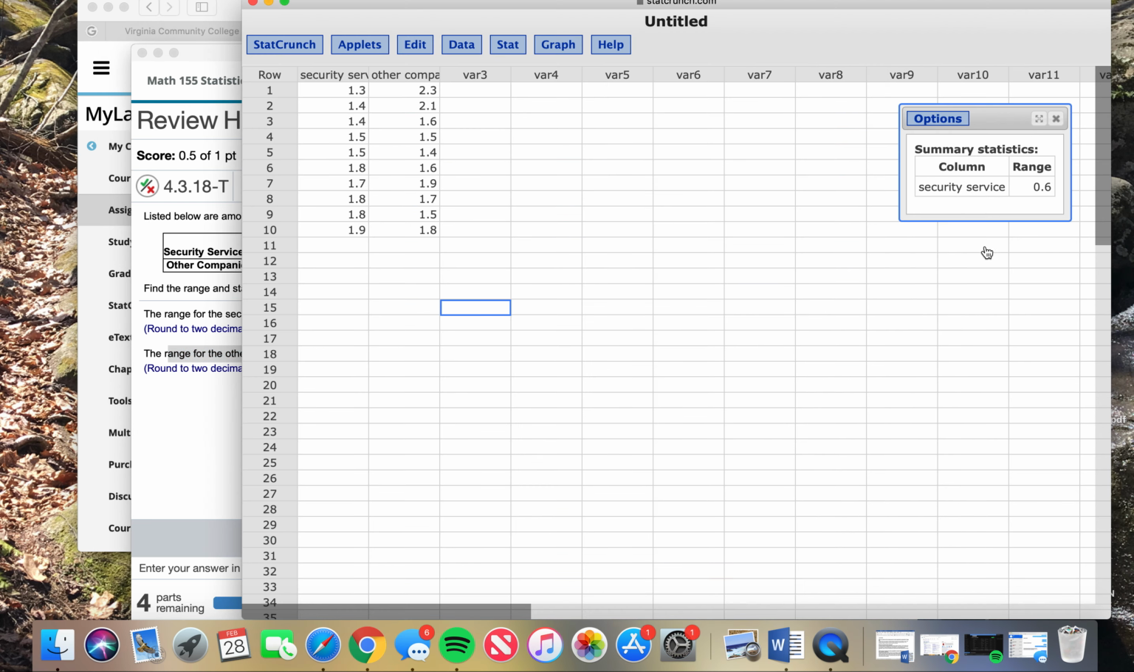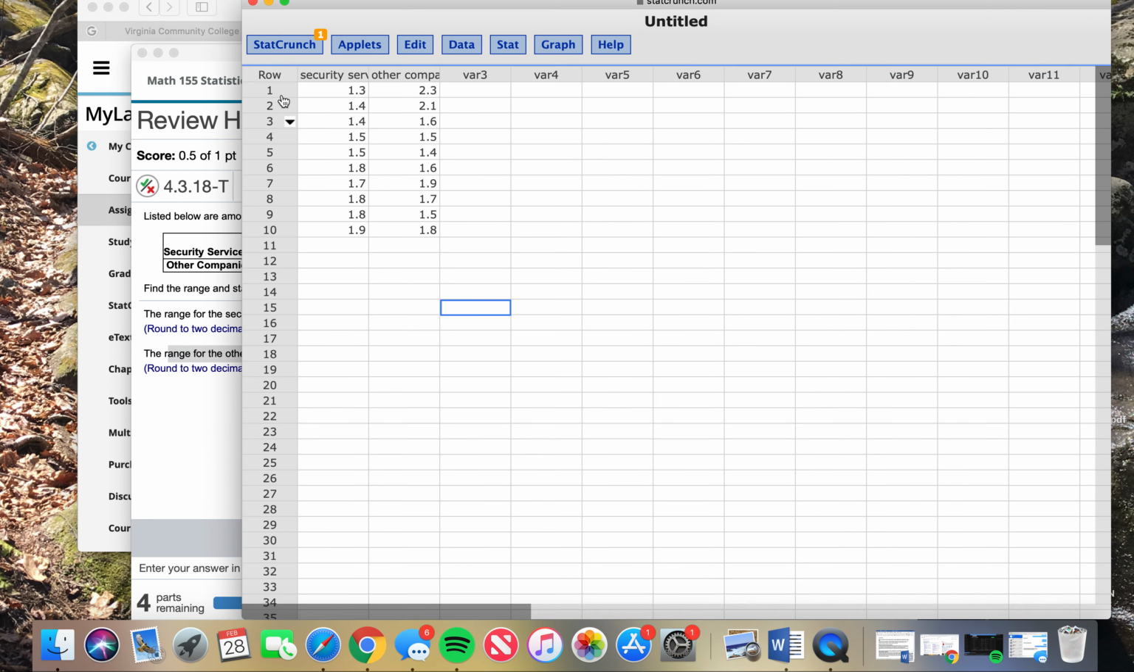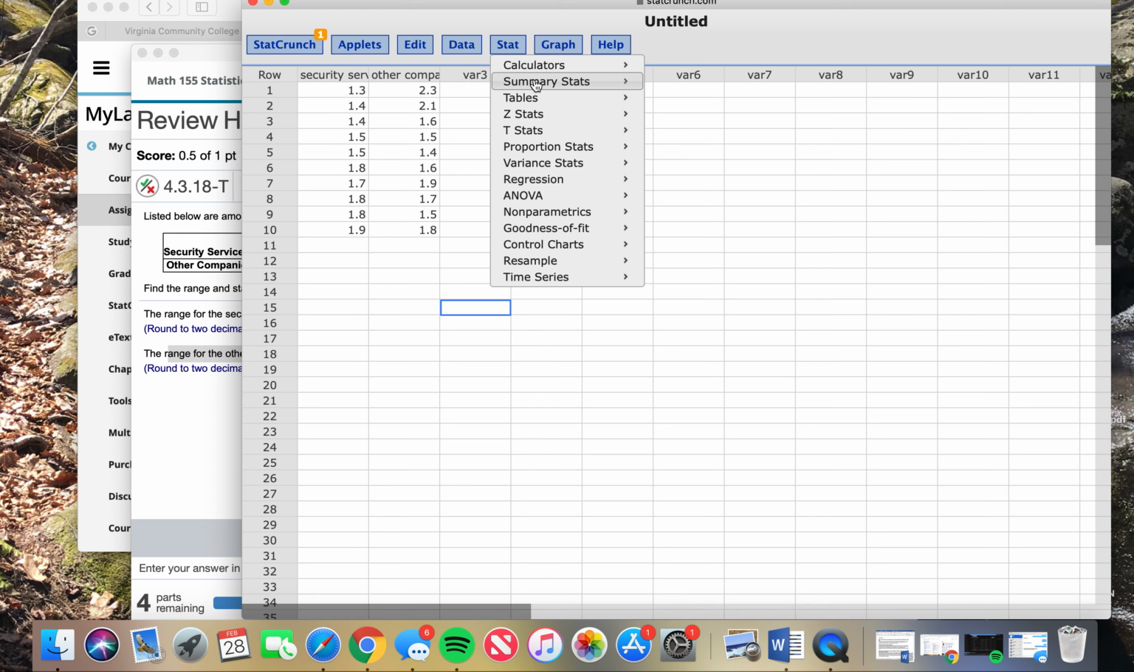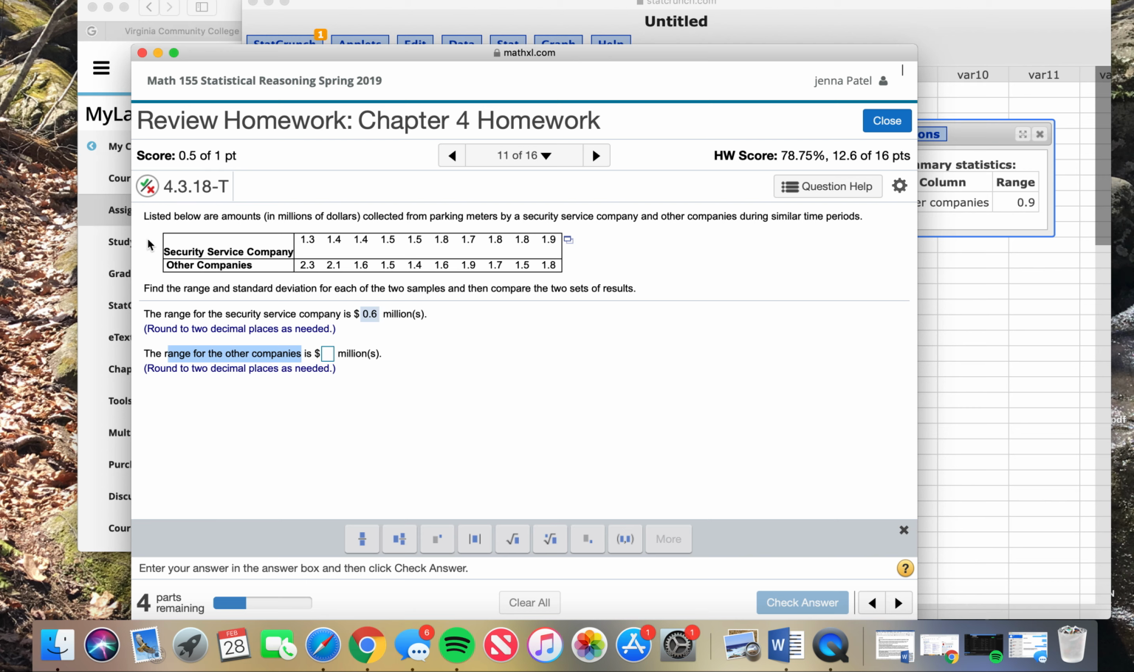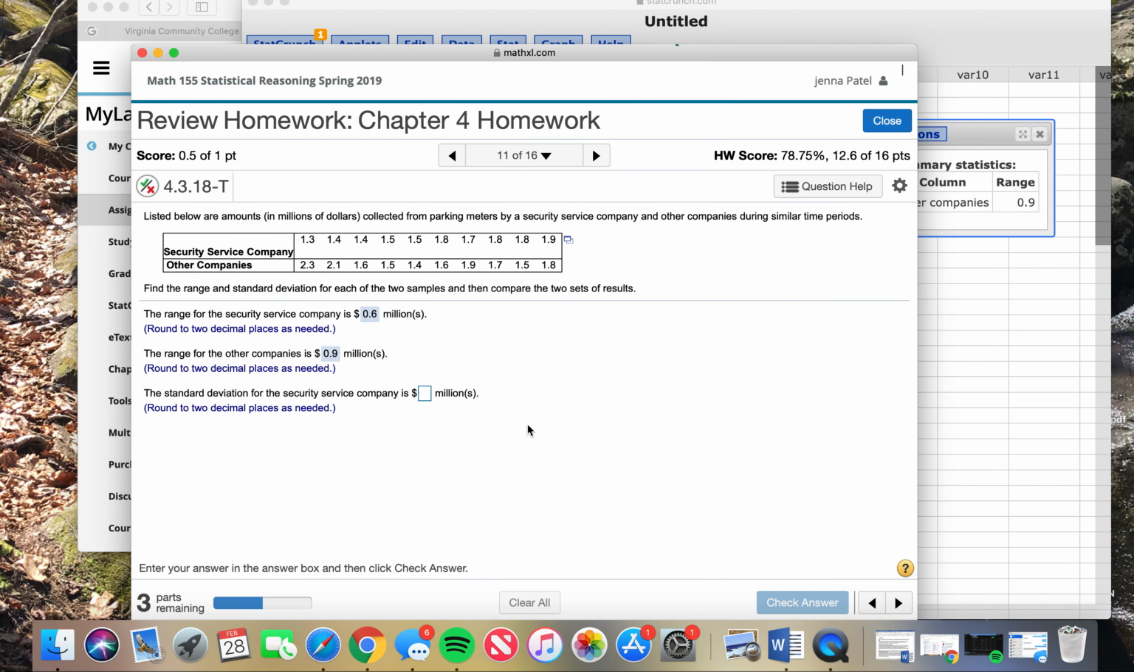The next part says a range for the other companies. So we're going to do the same thing here. And we're going to go to stat, summary, columns, other companies. And we're going to go to range and compute. 0.9 is our answer. Yes. Now it says it wants the standard deviation. So what we're going to do is, give me 1 second as I work this out on paper.